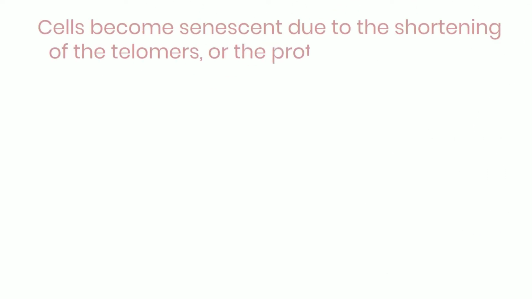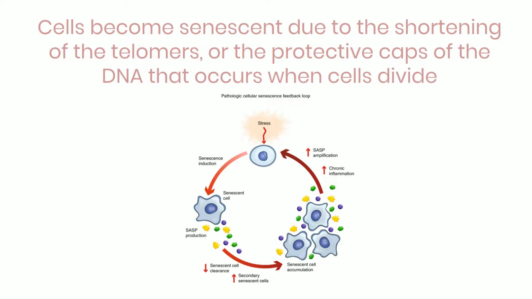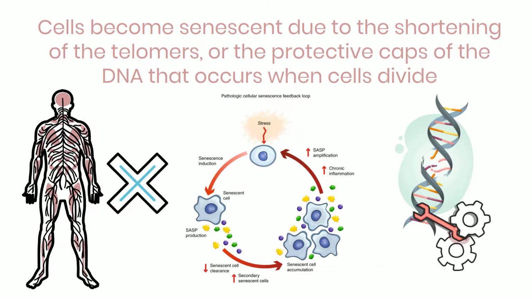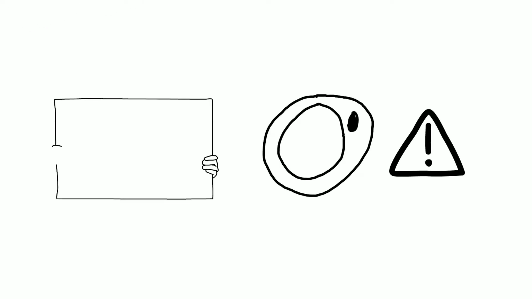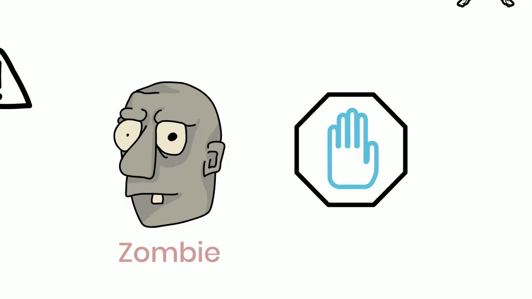Cells become senescent due to the shortening of the telomeres, or the protective caps of the DNA, that occurs when cells divide. Sometimes our body interprets that in the wrong way, thinking that the DNA is damaged and needs urgent repair. During this process, cells are often repaired wrongfully, which leads to cancer. Another thing that can happen is that the system shuts down the process and these cells become senescent, or zombie. The trick is to get rid of them, and the current state of medicine fortunately allows for that to happen.